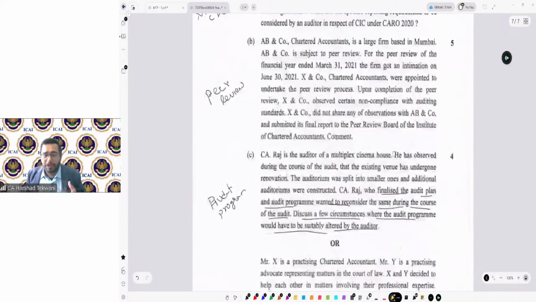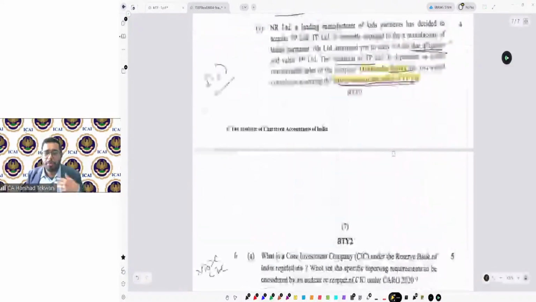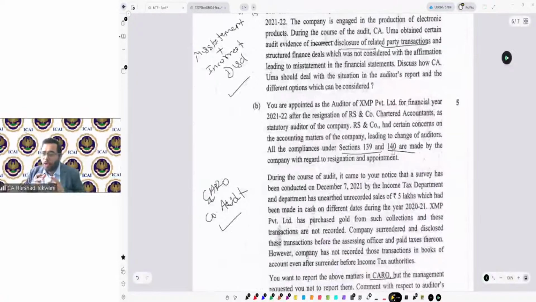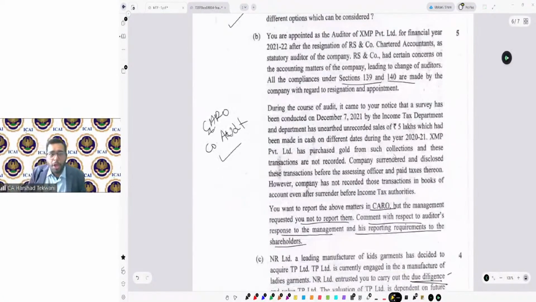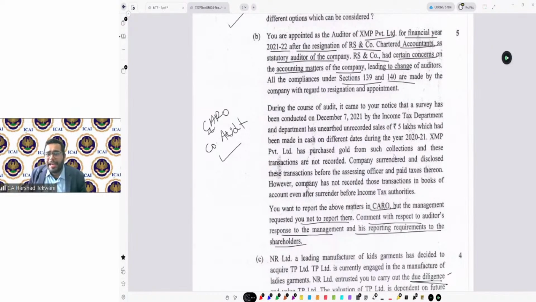Sometimes, if a question contains more details, there will be a chance that you start thinking on some other track. For example, this one. You are appointed as the auditor of XMP Private Limited for the financial year 21-22 after the recognition of RS Chartered Accountant as the statutory auditor of the company. RS had certain concerns on the accounting matters of the company, leading to change of auditors. All the complaints under section 139 and 140 are made by the company with respect to resignation and appointment of auditor.